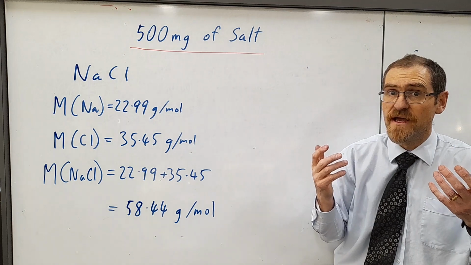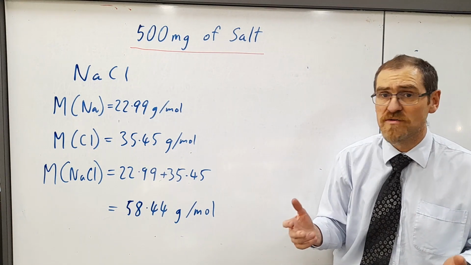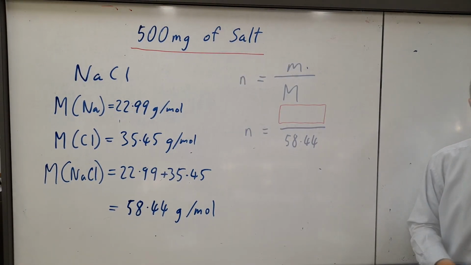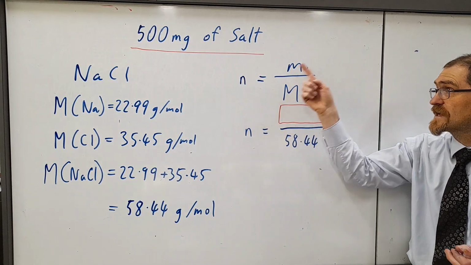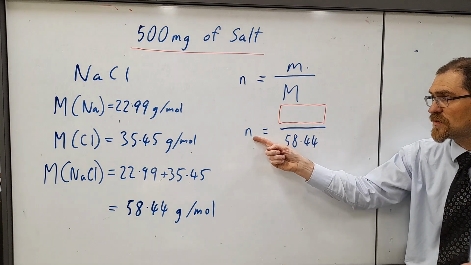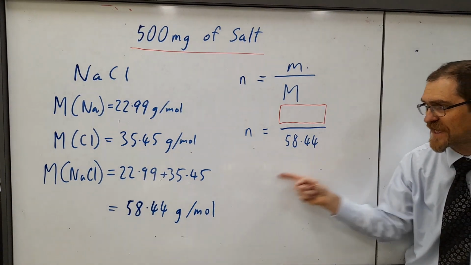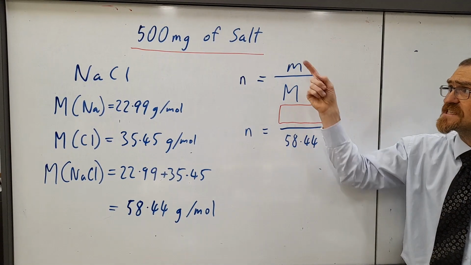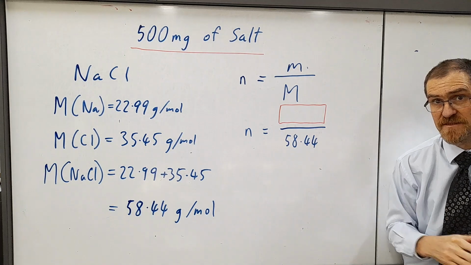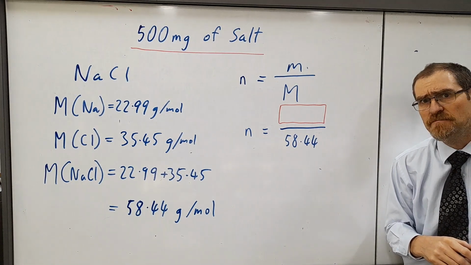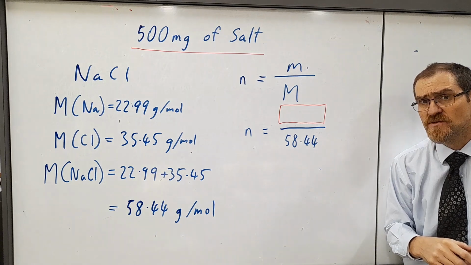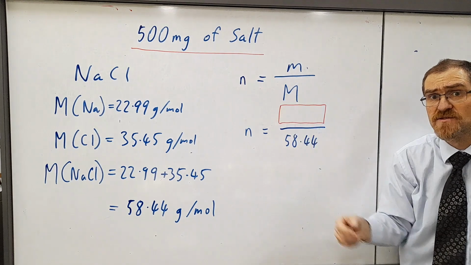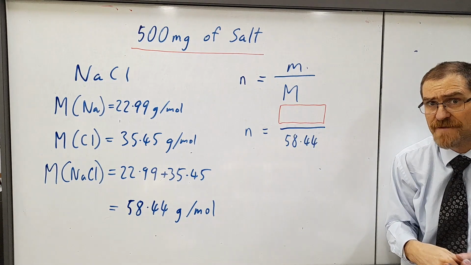Now I can use my molar equation to figure out the number of moles present in 500 milligrams of salt. So I've got my molar equation, n equals little m over big M, and I know that the number of moles is going to be something divided by 58.44. But what do I have to put in this red box? I'm told that the mass of my salt is 500 milligrams. Well, 500 millimeters is equal to half a meter. So I'm going to guess that 500 milligrams are going to be equal to half a gram, 0.5 grams.